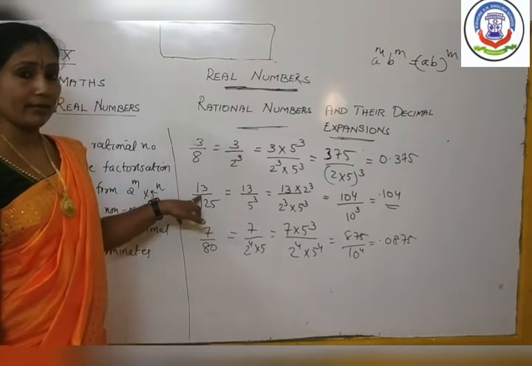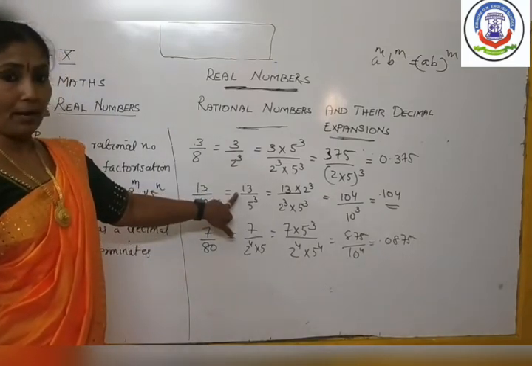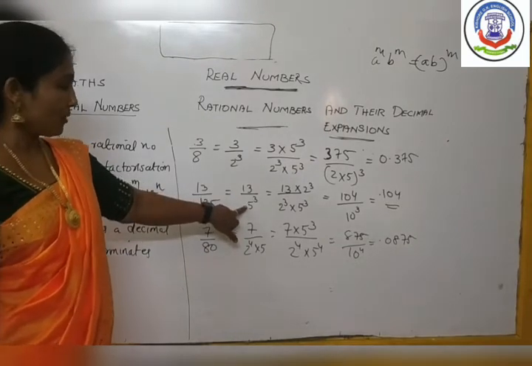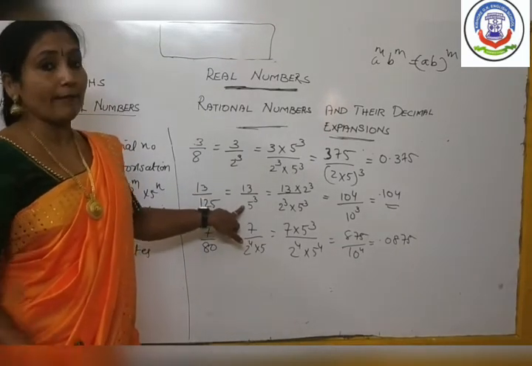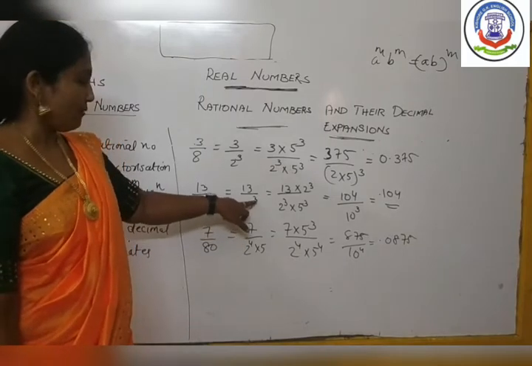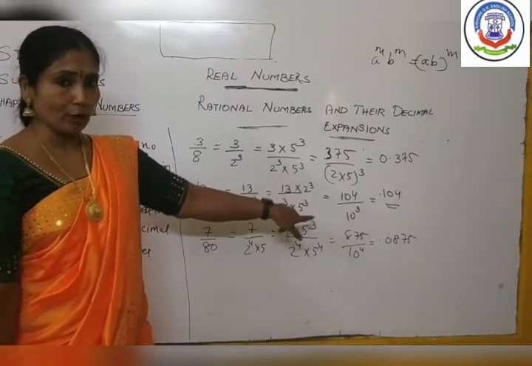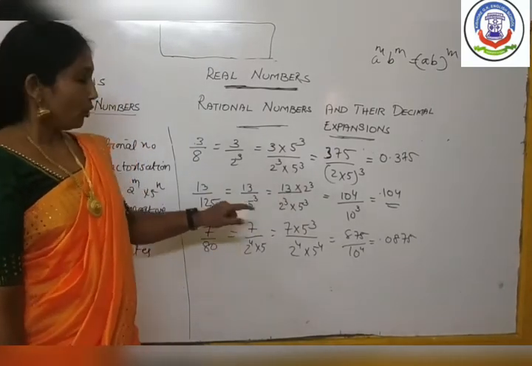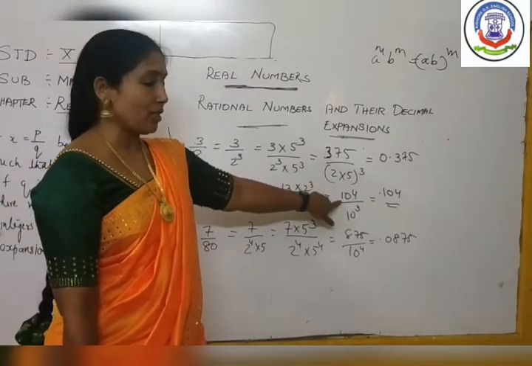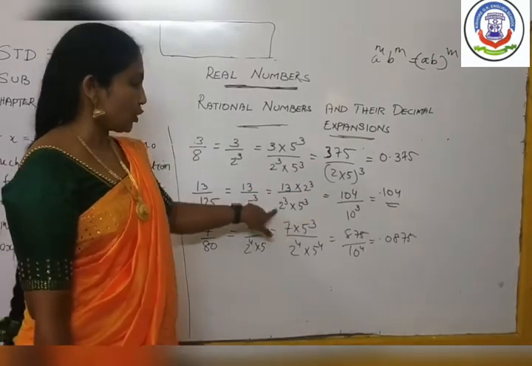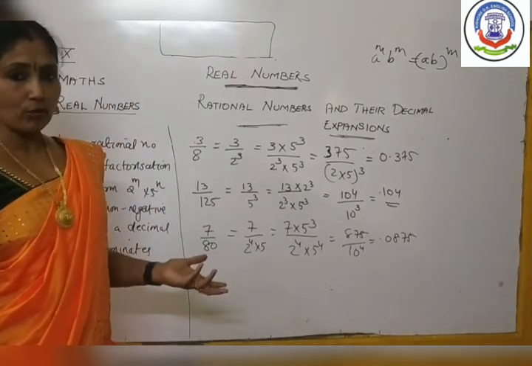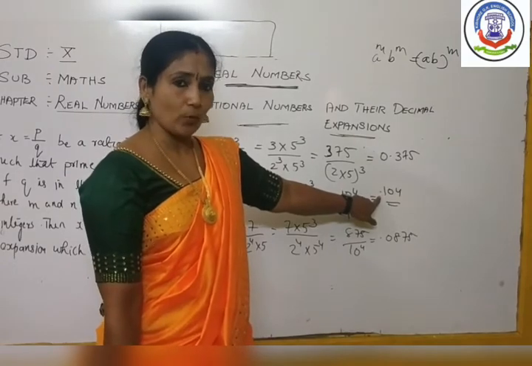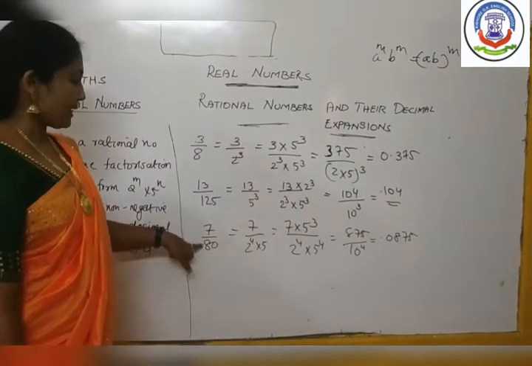Same way, next one. 13 by 125. So here also you write 13 by 5 cube. 125 prime factorization we did as 5 cube. But we want to get either 10 cube, or 10 square, or 10 raised to 4. So here 5 cube is already there. To make it 10 cube, you have to multiply 2 cube in the denominator and numerator. So it will be changed into 13 into 2 cube, which is 104. The denominator will be changed into 10 cube. So division by 1000 is easy for you. So you have got the decimal expansion. What was that? 0.104.